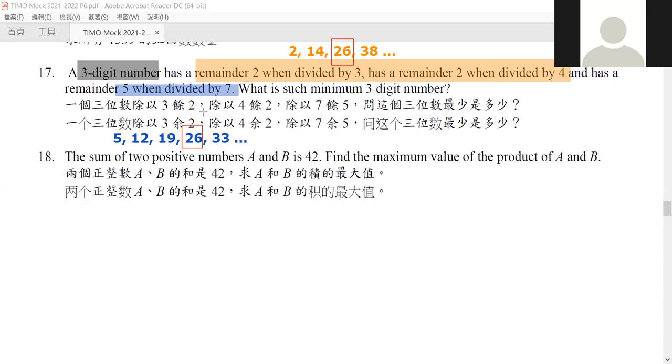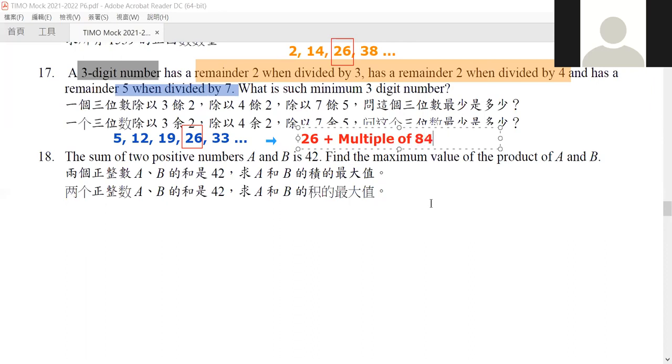So now here comes the base case. Once we get the base case, we know that our answer must be 26 plus something. That thing is a common multiple of 3, 4, and 7, which is 3 times 4 times 7, equal to 84. So it will be 26 plus some multiple of 84.